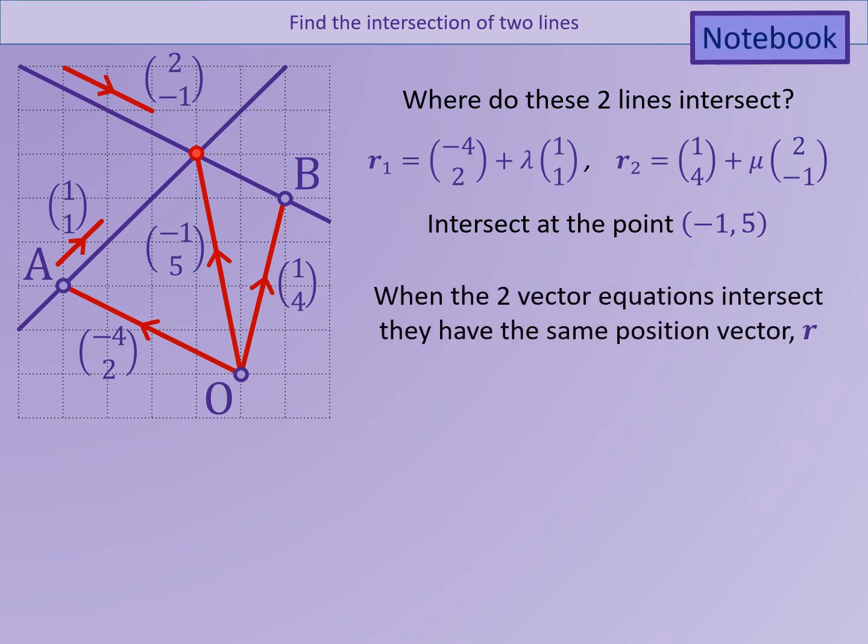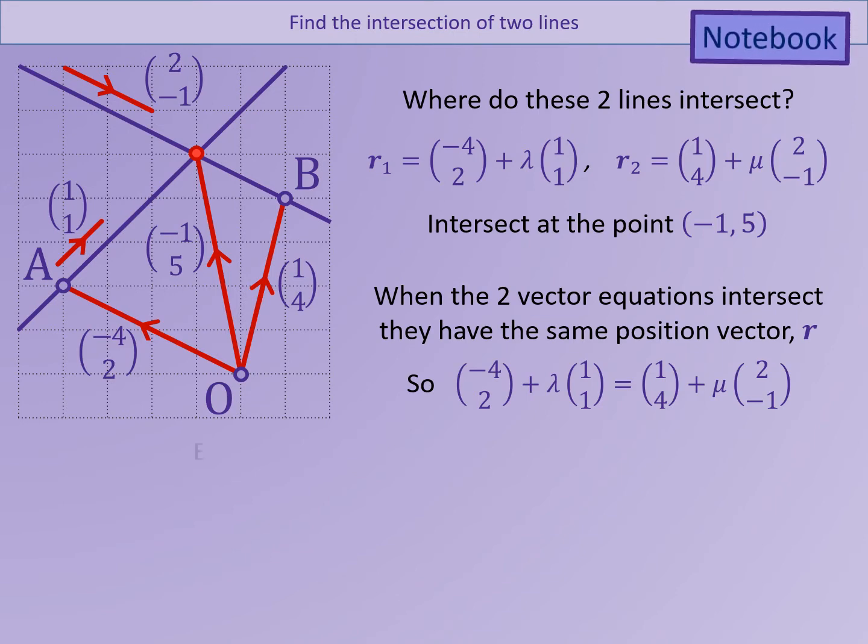Because the two vector equations intersect at a particular point, at that point they have the same position vector, so their r is the same value at that particular point. Therefore we can set the right hand sides of the equations equal to each other, and then by taking each of the components separately we can find two equations involving lambda and mu.